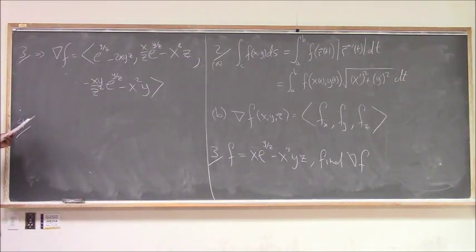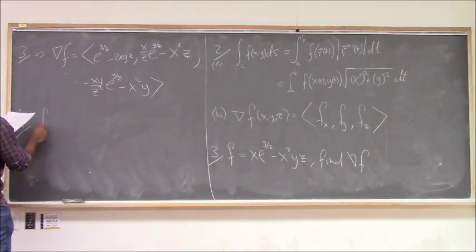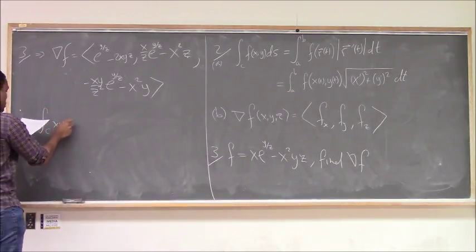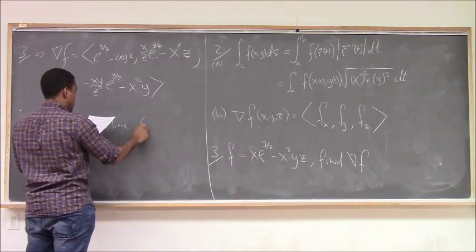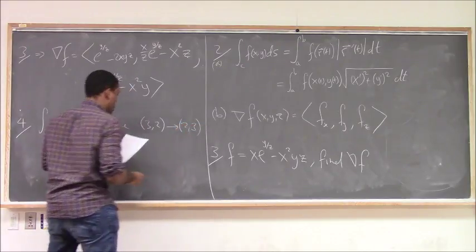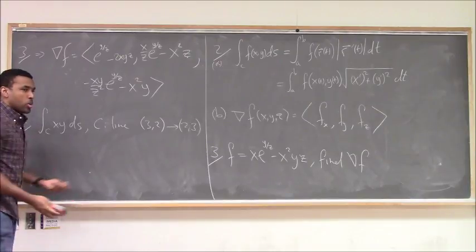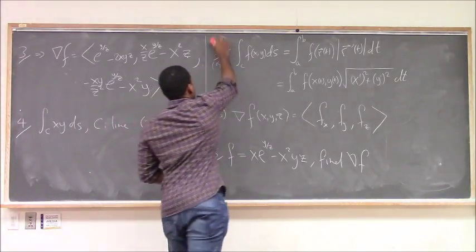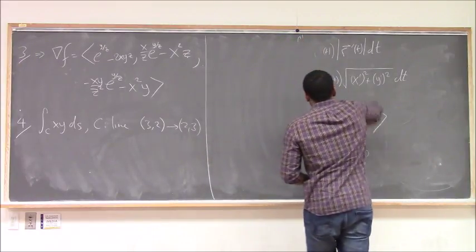4. So this was a line integral with respect to arc length. We wanted to compute the integral of x y ds. C is the line from 3 to. Okay, so this is the one where you have to do a lot of work. This is the one real problem on this quiz.